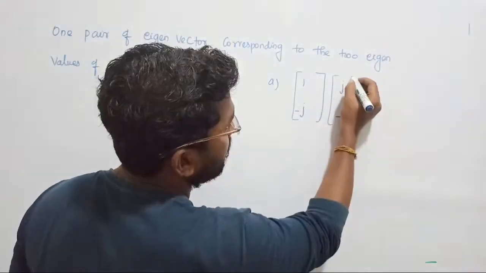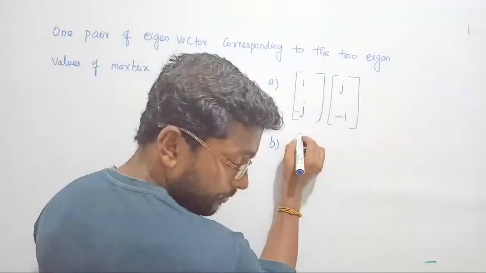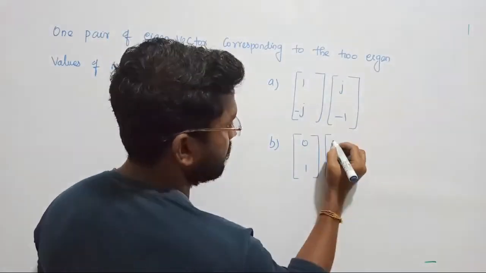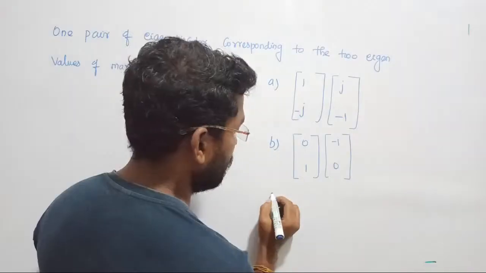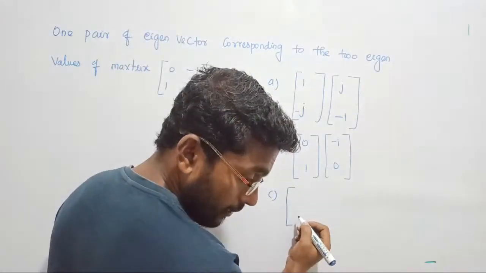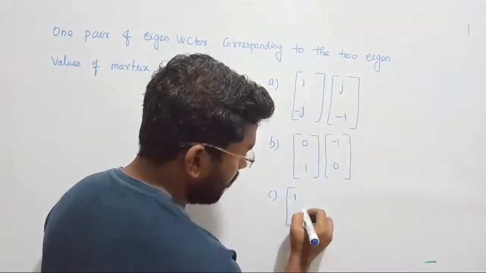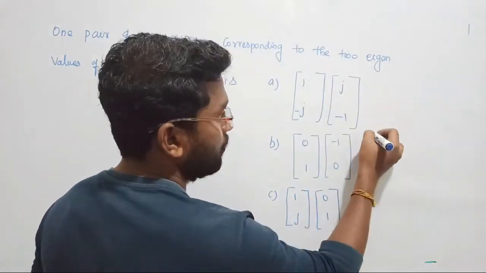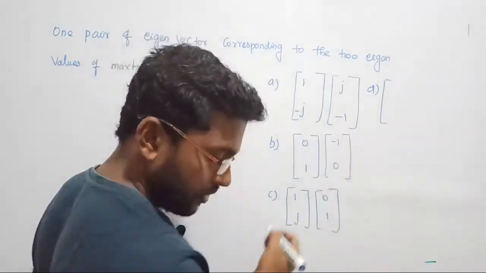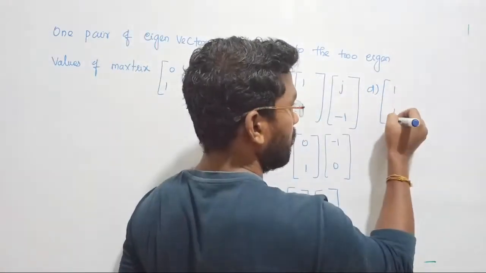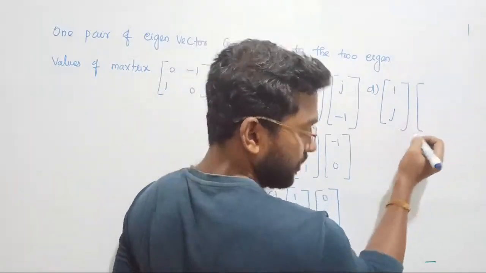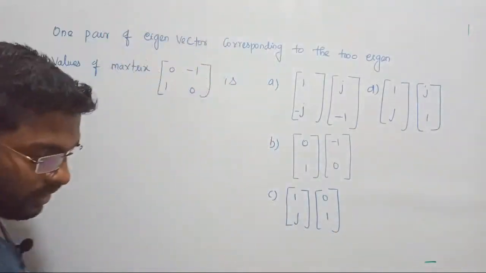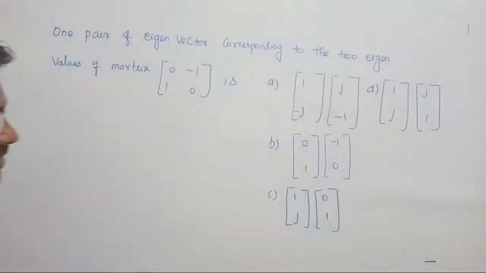J minus 1 only, no? Yes, j minus 1. Option B, they said 0 1, and here it is minus 1 0. They said minus 1 0. Option C, they said, you please proceed, right? 1j 0 1. They said 0 1. Option D, given it is 1j, and with this they had considered j1. They are considering j1. Okay, shall you proceed? Yes, let's go ahead with this.